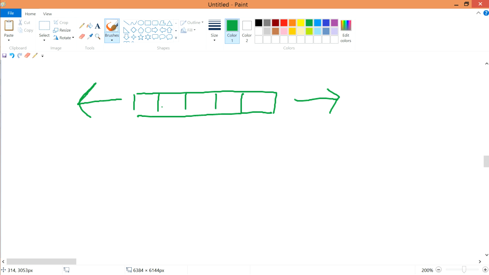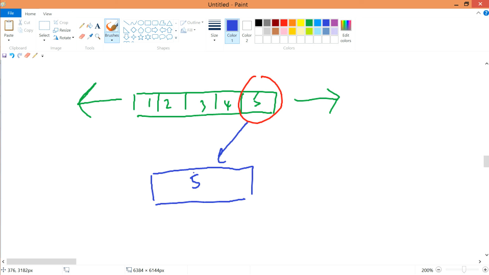So 1, 2, 3, 4, 5. We can break it down into 5 elements, and we just take one of these elements. Let's zoom in on this element over here. We call this element 5.